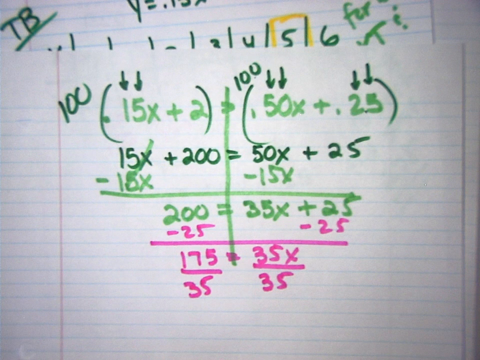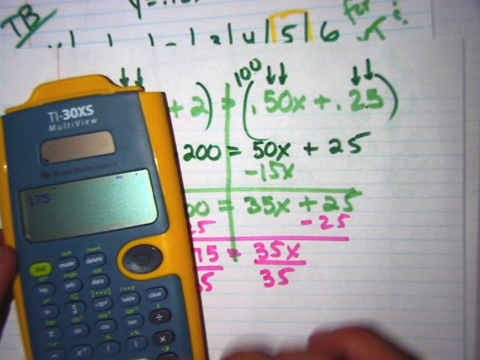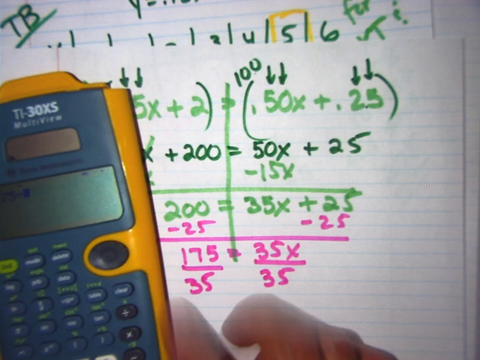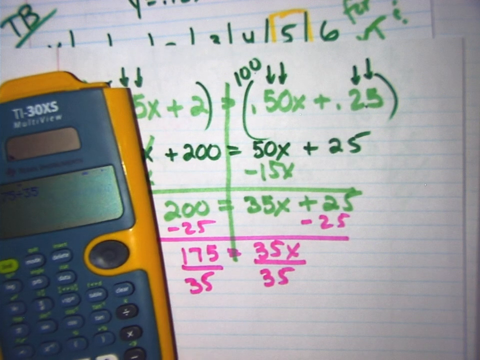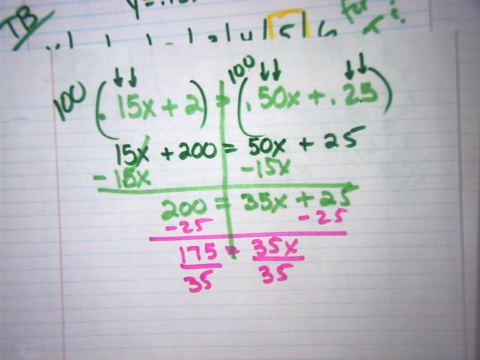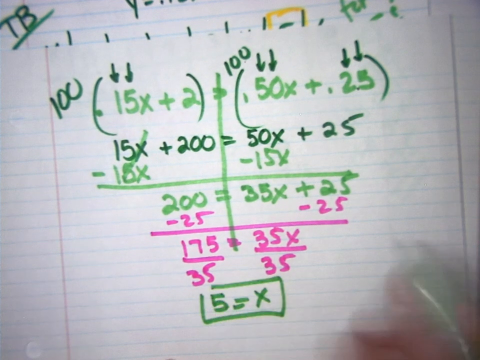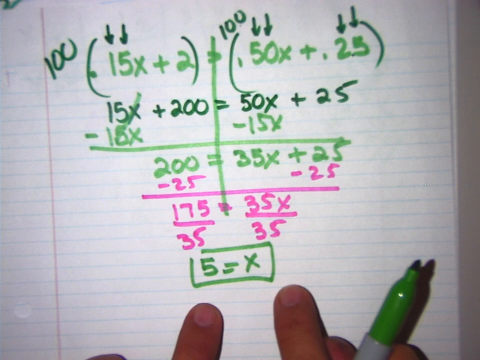And what's 175 divided by 35? Use your calculators. If you don't have one, I'll just go ahead and do it right now. 175 divided by 35 equals 5. So my x is what? 5. And we said 5 is the number of refills, right?